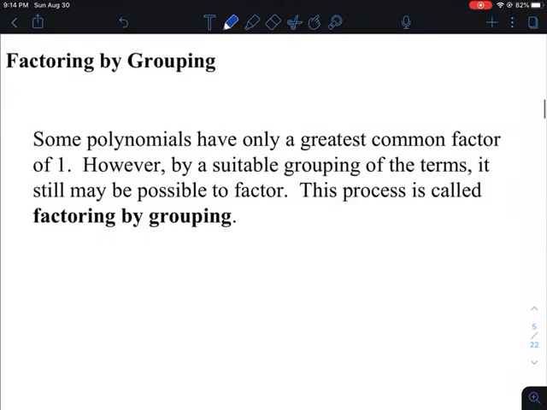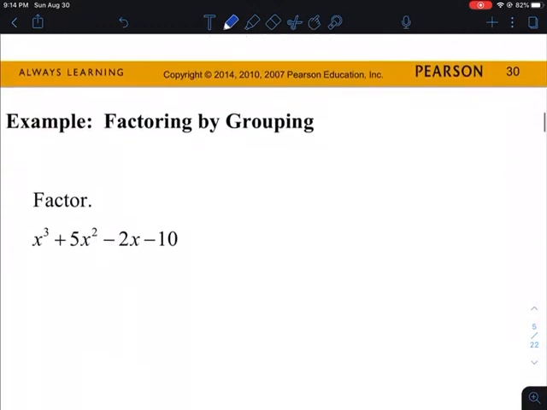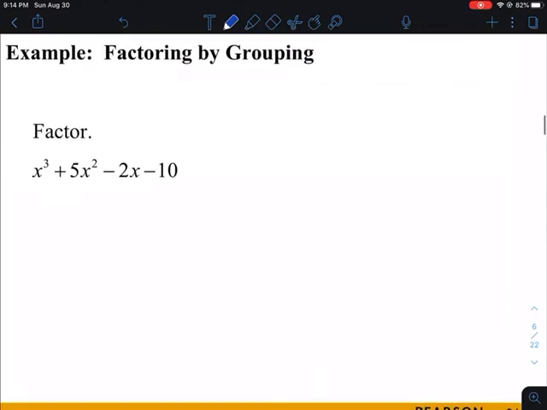Factor by grouping. Some polynomials have only a greatest common factor of 1. However, by a suitable grouping of terms, it still may be possible to factor. This process is called factoring by grouping. So for example, if we have x^3 + 5x^2 - 2x - 10, there's nothing in common in all 4 of those terms.